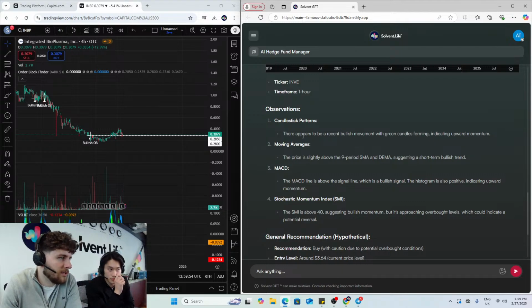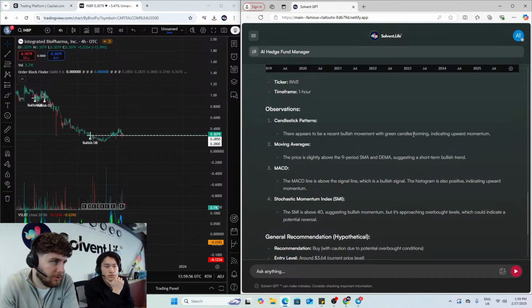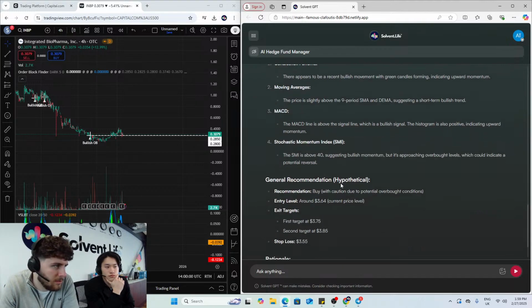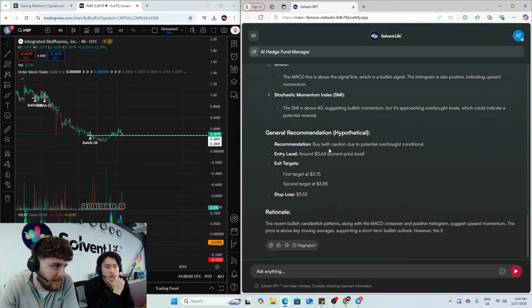So observations, appears to be recent bullish momentum with green candles forming, indicating upward momentum. General recommendation is to buy with caution due to potential overbought conditions. We have an entry level of around $3.64, which is the current price level. We have 2 exit targets, one at $3.75 and one at $3.85. Of course, a stop loss of $3.55. What's the likelihood? Likelihood, let's check.